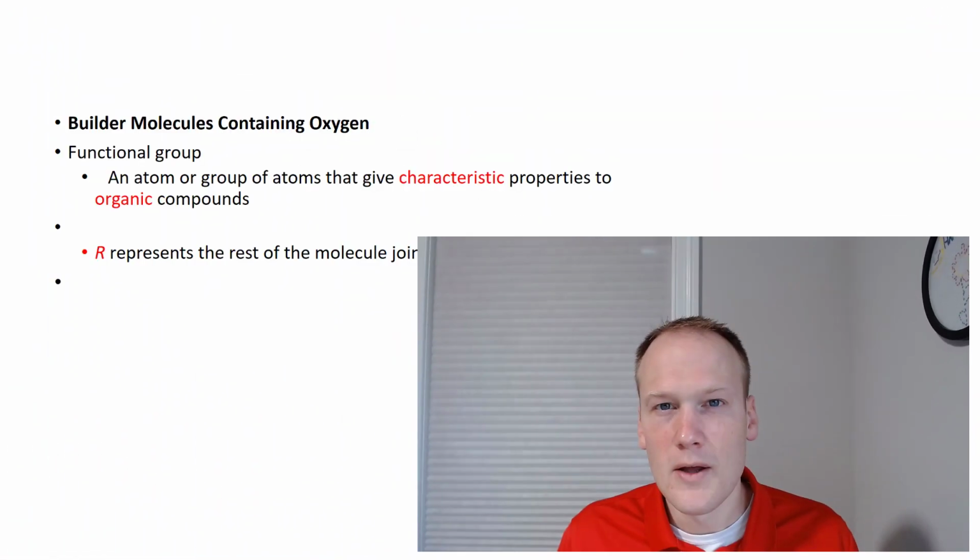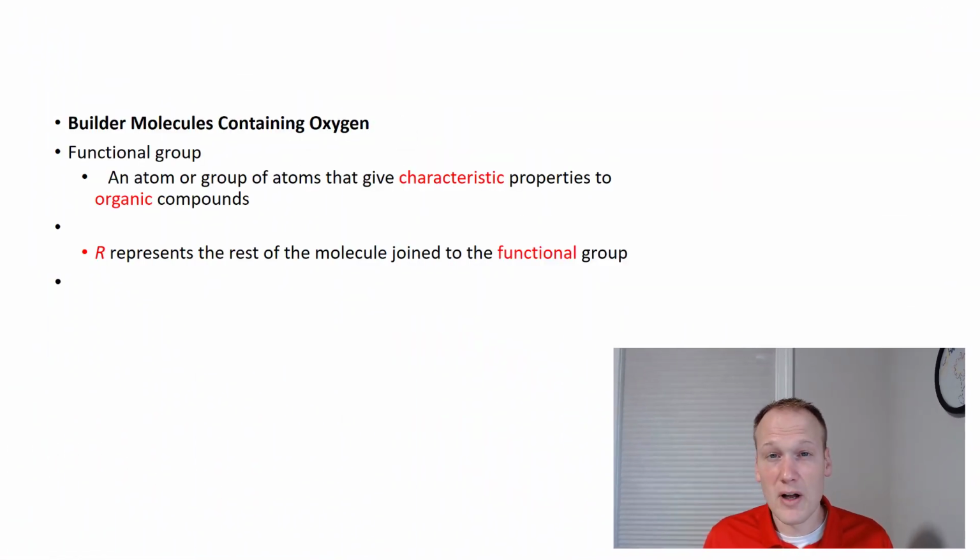Let's get started. We've talked previously about how builder molecules or monomers can be added together through an addition reaction to create a polymer. We've also talked about how some of the legs on those monomers can be replaced or substituted with other elements in order to change the properties of the polymer. There are other groups we can add to the entire polymer called a functional group.